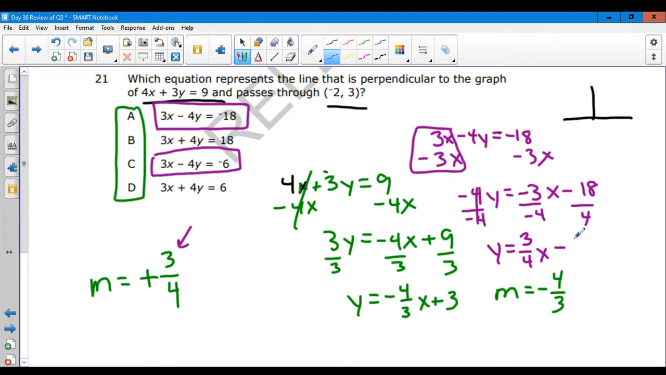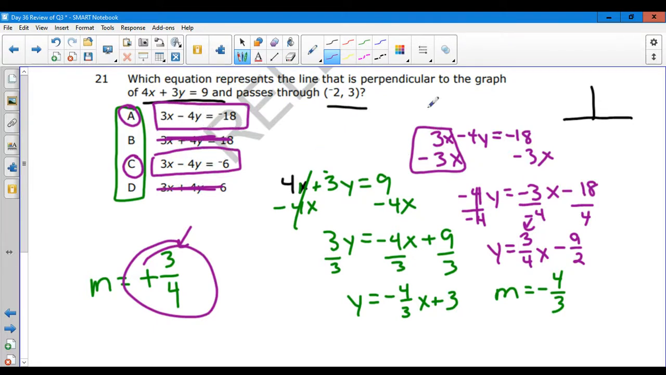And I would simplify that to 9/2. That doesn't really matter right now. What matters is I found the equations that have a 3/4 slope. So it is either A or C. And at this point, I could get rid of both of these because there's no way that that's going to come out to a positive 3/4 slope. It's different than this 3x minus 4y. So we can get rid of those.